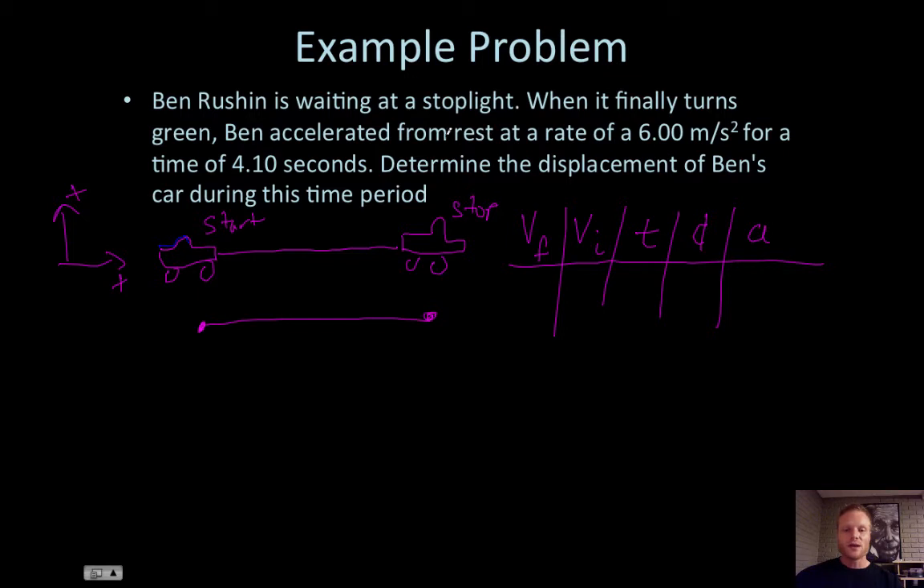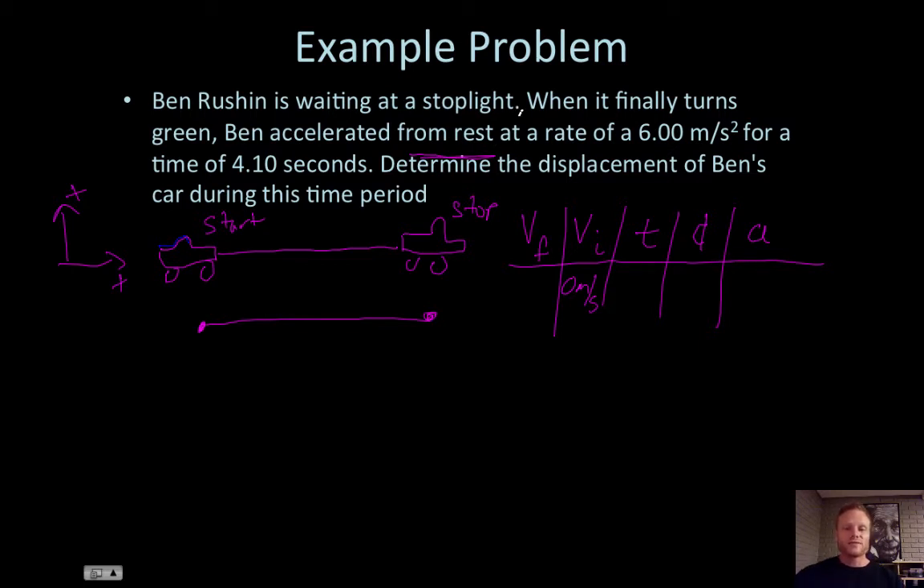Well, as I read through the problem, it says Ben accelerated from rest. Anytime you see that, that is an indication that it's starting at 0 meters per second. The initial velocity is 0 meters per second. And that's sometimes what makes physics tricky, is that they don't just come straight out and tell you that the initial velocity is 0. You have to use your noggin to figure that out. So the initial velocity here is 0 meters per second.